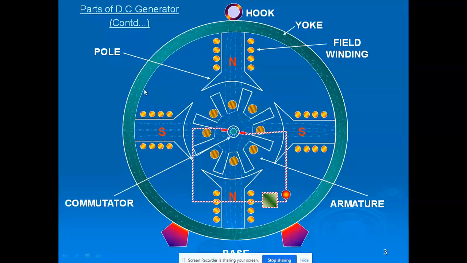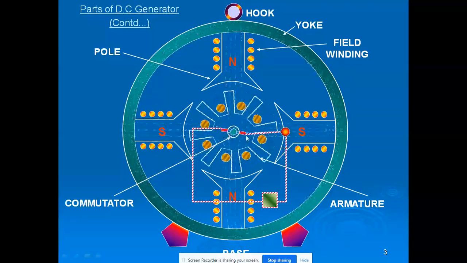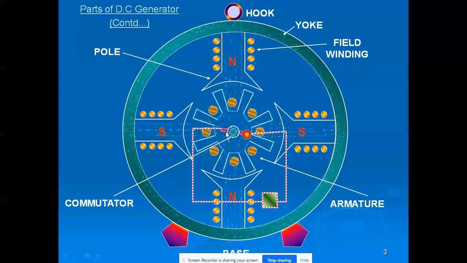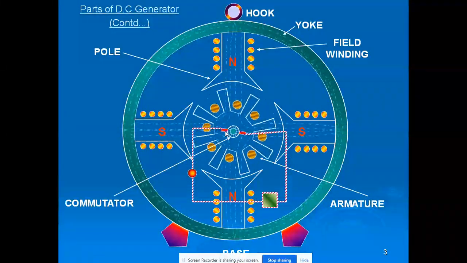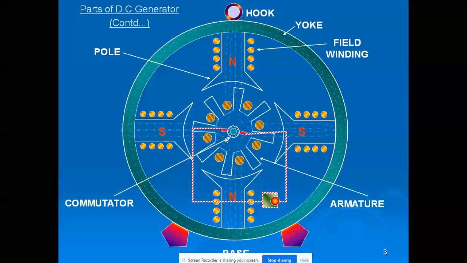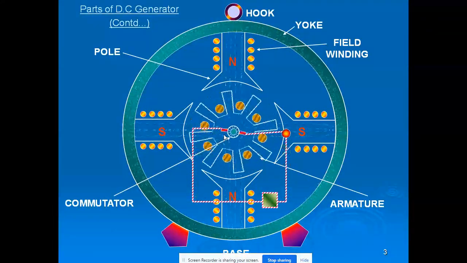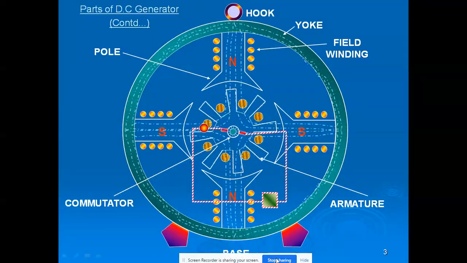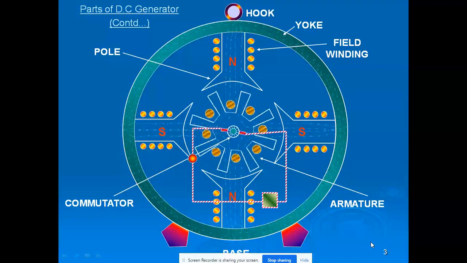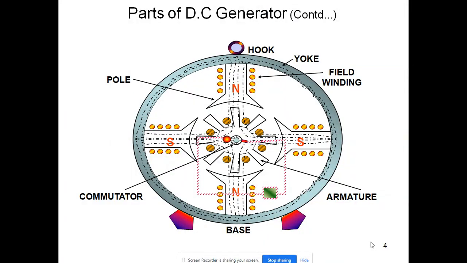These are the brushes which are connected to the commutator. These brushes collect the current which is produced in the armature through the commutator, and the current flows only when it is a closed circuit. You can see the diagram and various parts which we have already discussed.